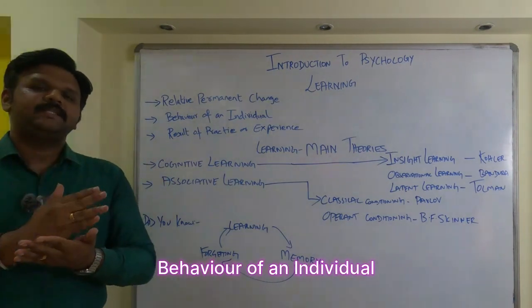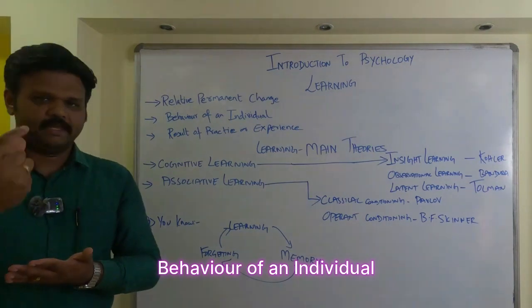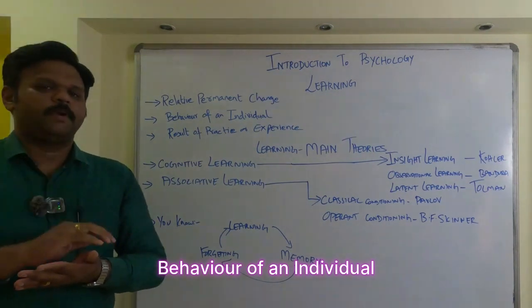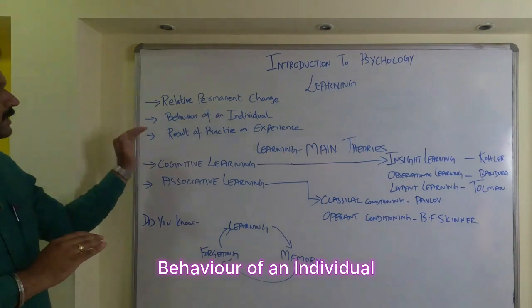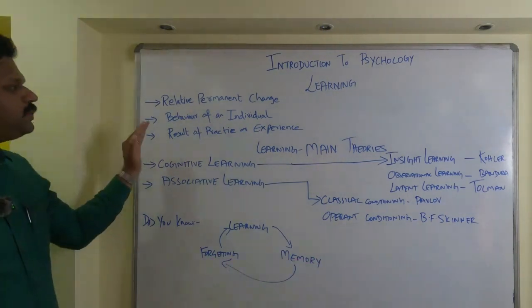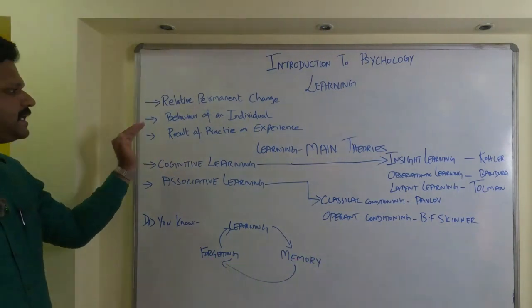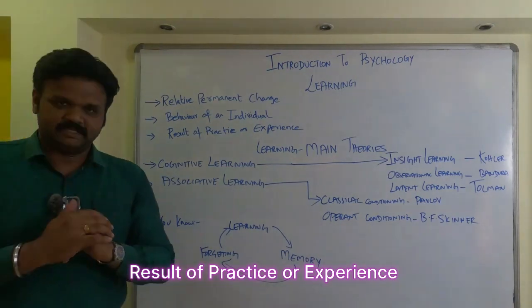When we see this permanent change in any individual's behavior, that is the key component of learning. And the third aspect from the definition is how this learning happens. This learning happens as a result of practice or experience.